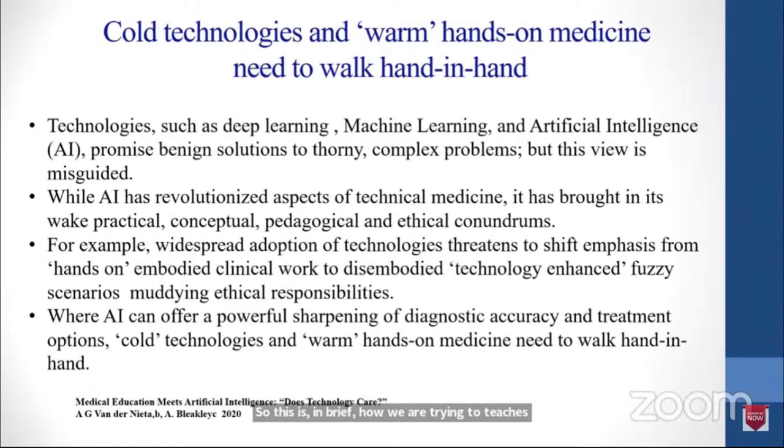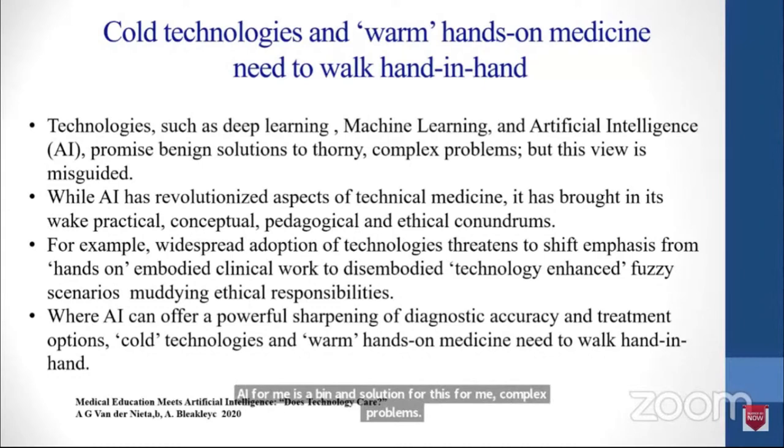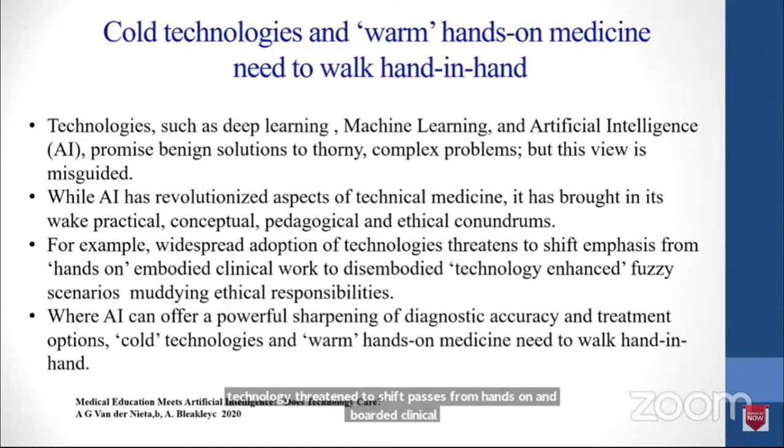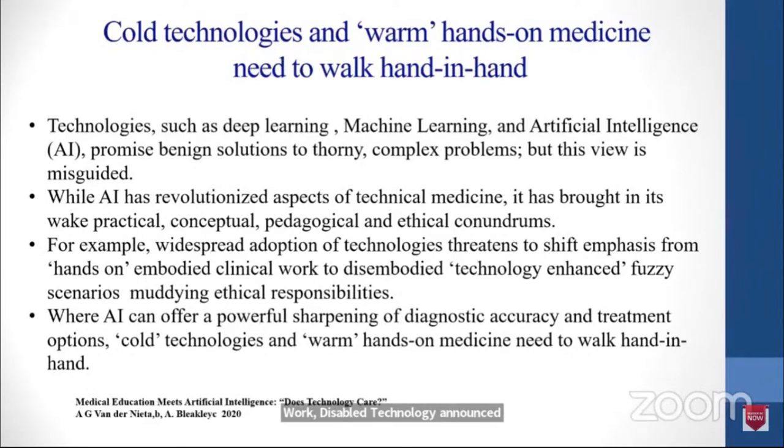So technologies such as deep learning, machine learning, and AI promise a benign solution for these thorny, complex problems. But this view is misguided. While AI has revolutionized aspects of technical medicine, it has brought in its wake practical, conceptual, pedagogical, and ethical conundrums. For example, widespread adoption of technologies threatens to shift emphasis from hands-on embodied clinical work to disembodied, technology-enhanced fuzzy scenarios, muddying ethical responsibilities. Where AI can offer powerful sharpening of diagnostic accuracy and treatment, old technologies and warm handshakes in medicine need to walk hand in hand together.